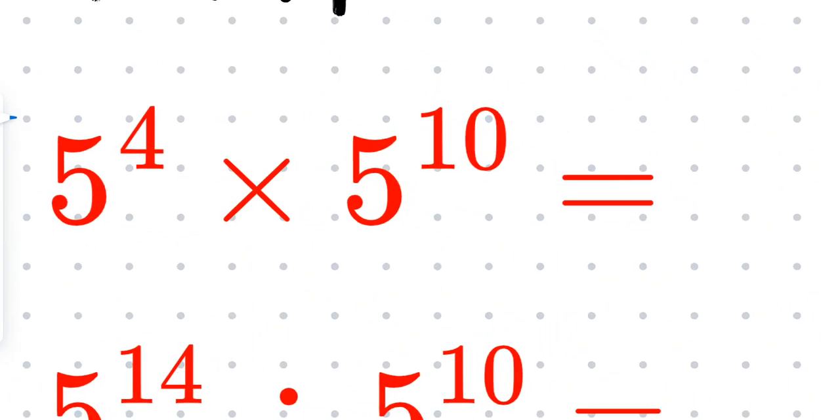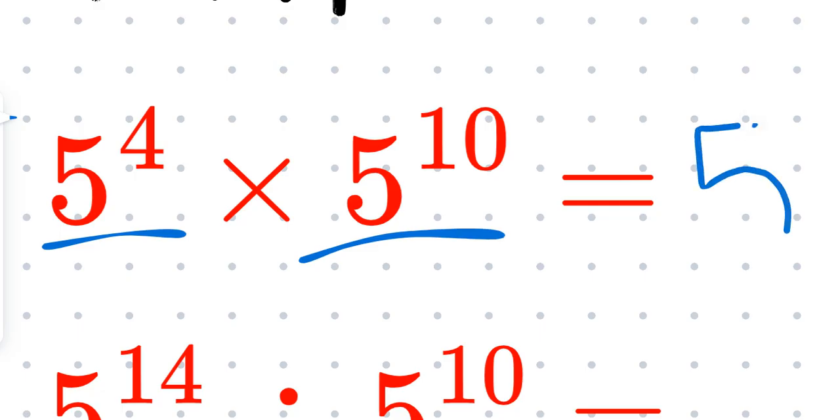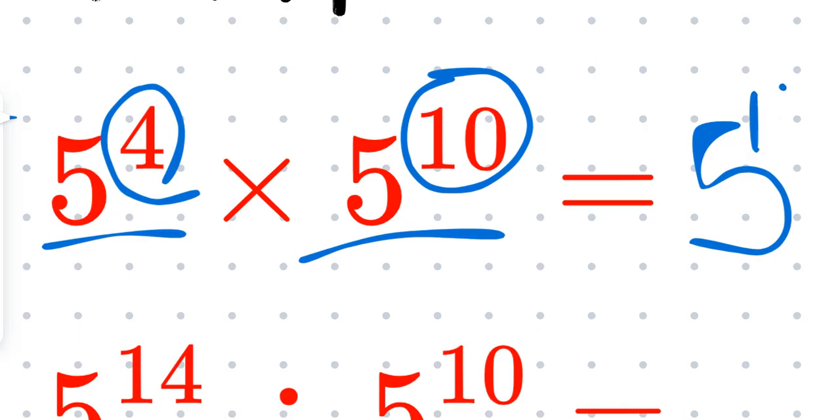So if we have here 5 to the power of 4, for example, multiplied by 5 to the power of 10, what did we just say? We keep 5 and then we add the exponents. So 4 added with 10 will be equal to 14. So the final answer is 5 to the power of 14.